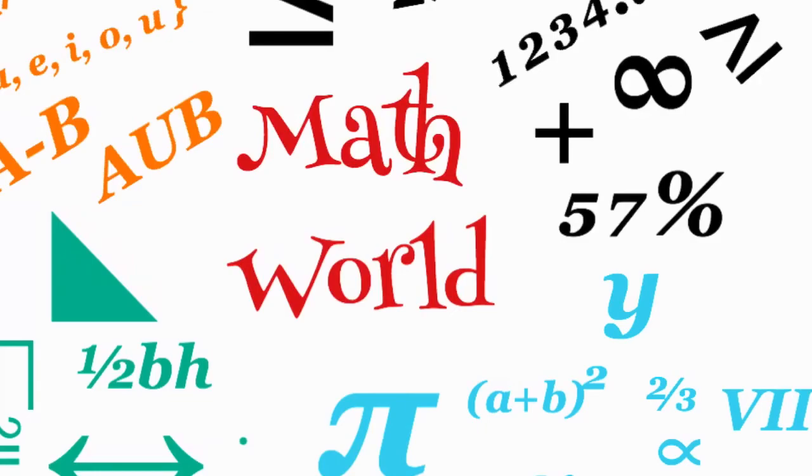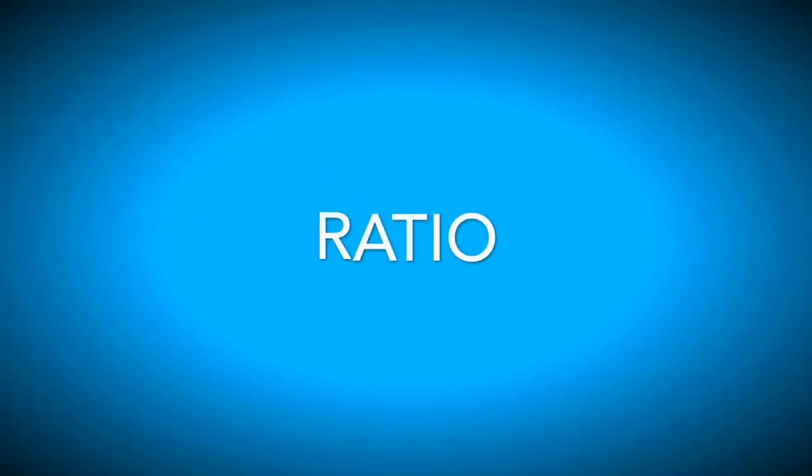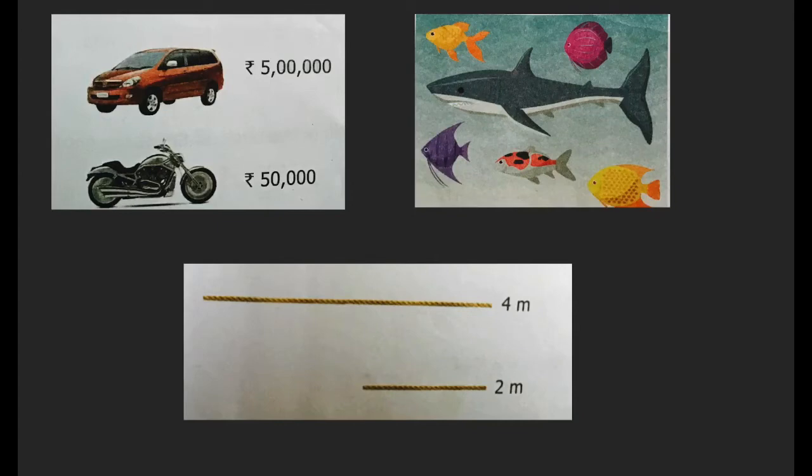Welcome to Math World. Today's topic, ratio. In our daily life, we come across a number of situations where we compare two quantities of the same type. For example, cost of a pen is rupees 10 and cost of a pencil is rupees 2.